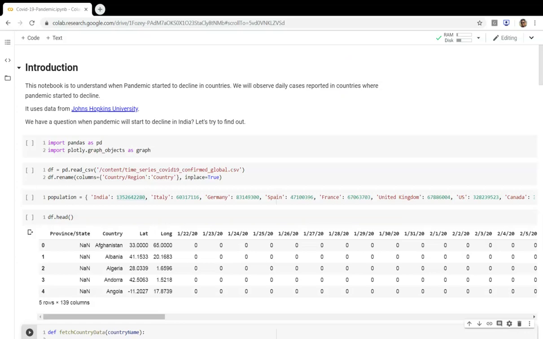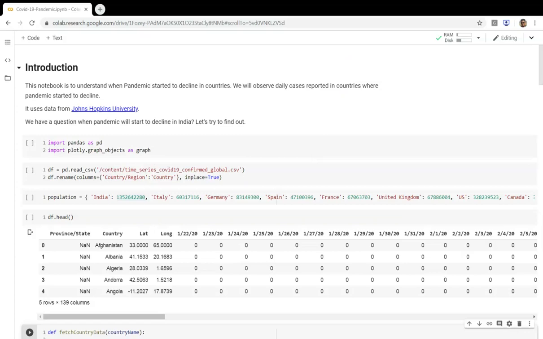Fortunately, we have data to understand. Before I start, I want to tell you that I'm not an epidemiologist or data scientist. I was going through the data and found an interesting pattern. I will share my observation, and it can be wrong in real scenarios. So let's dive in.